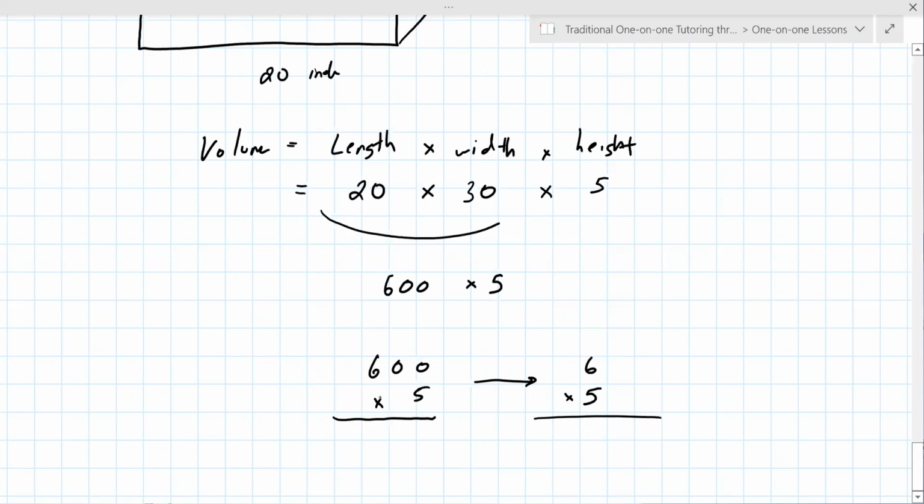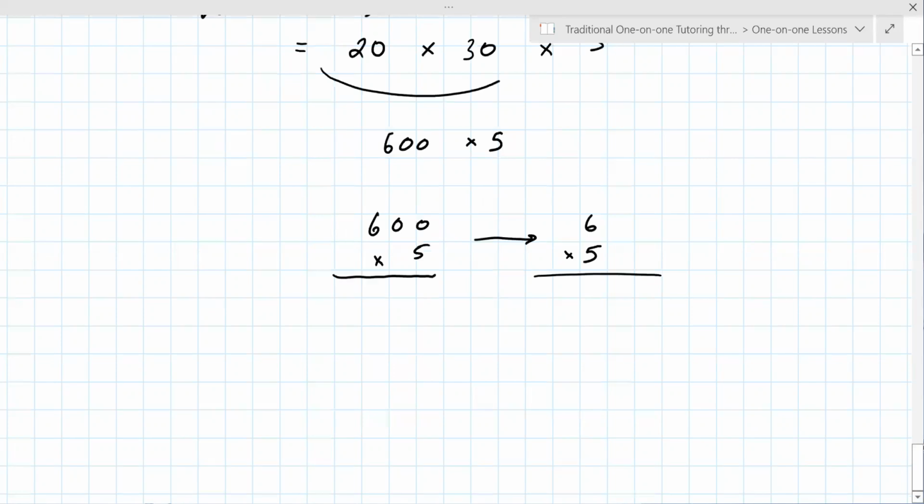Okay. 12, and then... Okay, 6 times 5 is 30. And then you put the 2 zeros down there with it. So it's 3,000. Okay. So the answer is 3,000 inches cubed, or cubic inches.